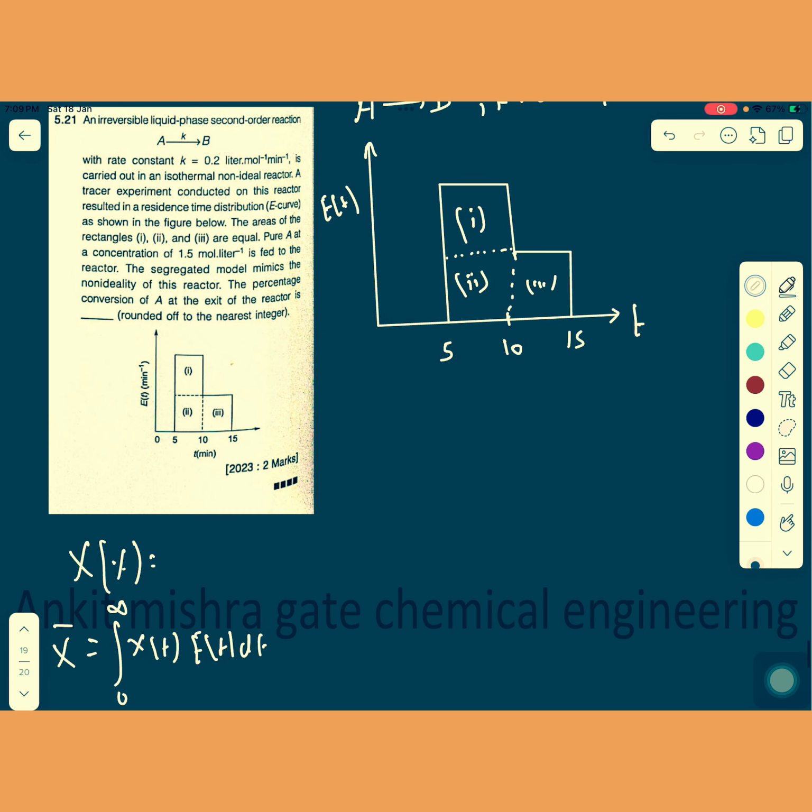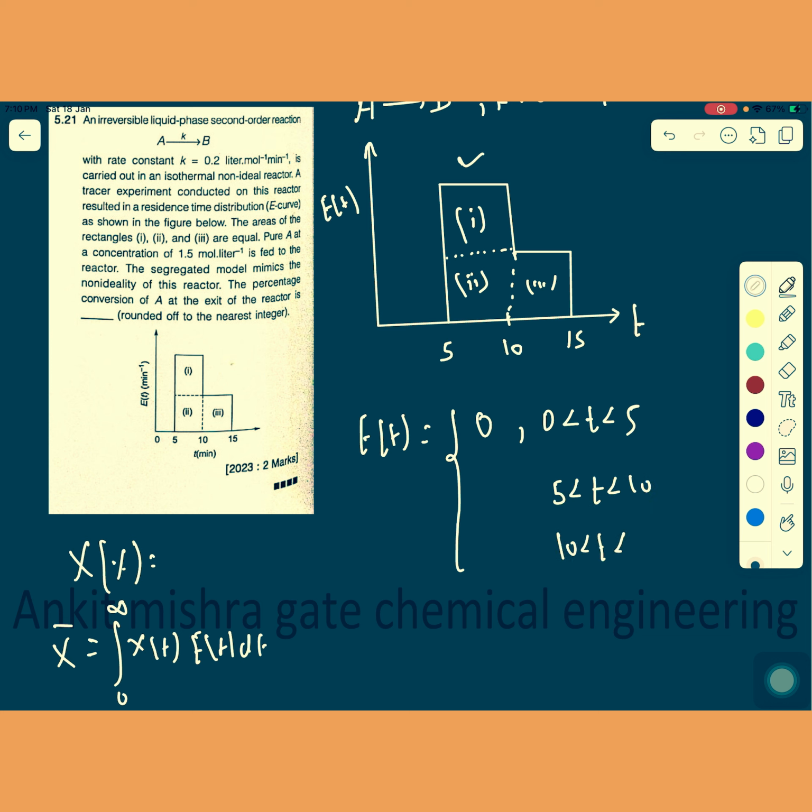Now the next thing is that you have to calculate the value of E(t). So the E(t) value will be equal to 0 when 0 is less than t is less than 5, and there is some value here when 5 is less than t is less than 10, then 10 is less than t is less than 15, and when t is greater than 15, E(t) will have its own value. So when we talk about E(t), this is a constant value, this is also a constant value, and only these two values I have to calculate. So how can we calculate these things?